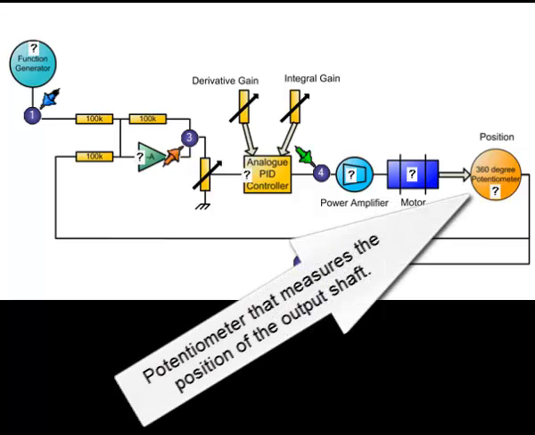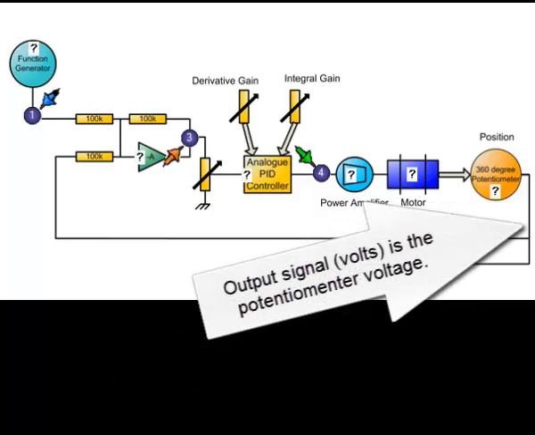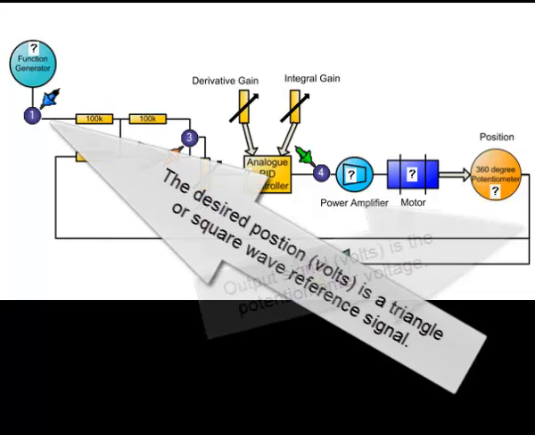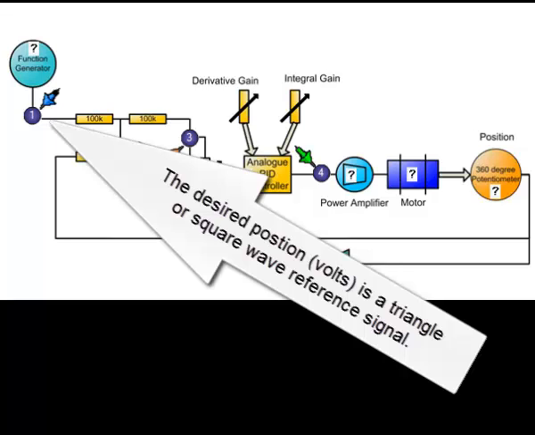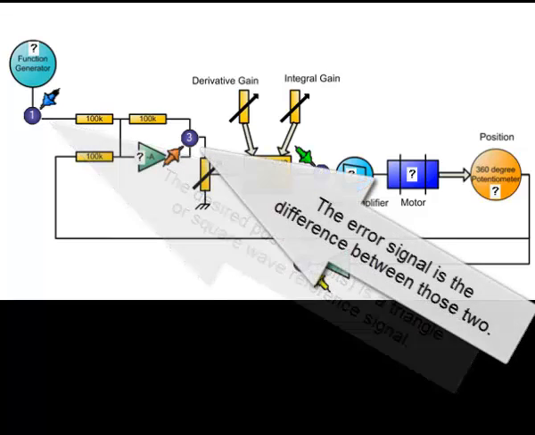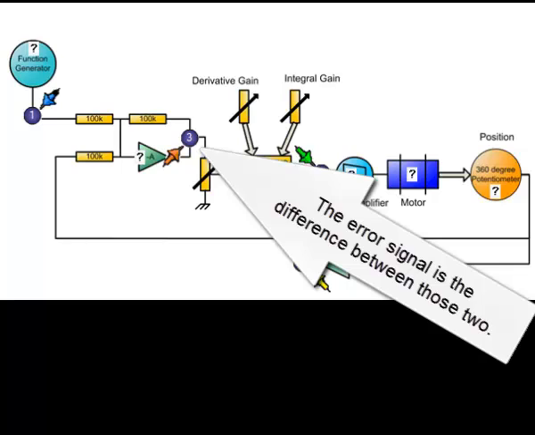That's the potentiometer that measures the position of the output shaft. The output signal in volts is the potentiometer voltage. The desired position in volts is a triangle or square wave reference signal. The error signal is the difference between these two.